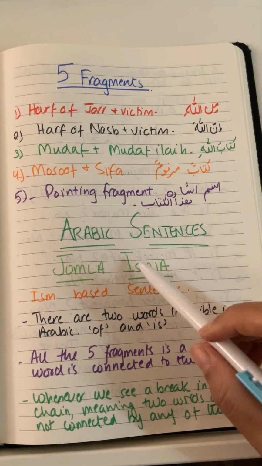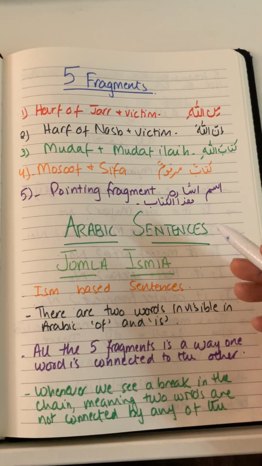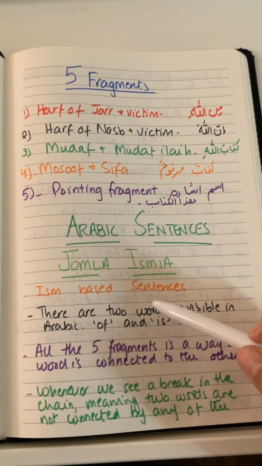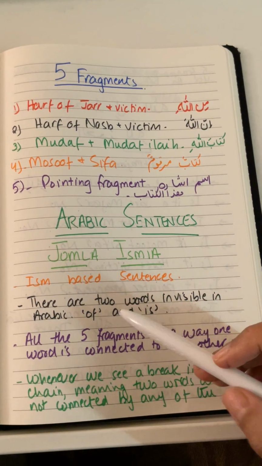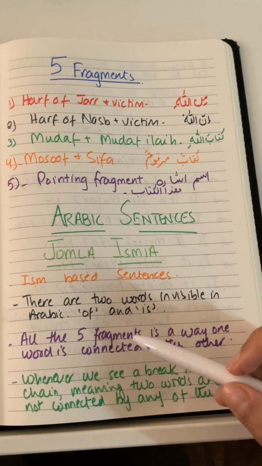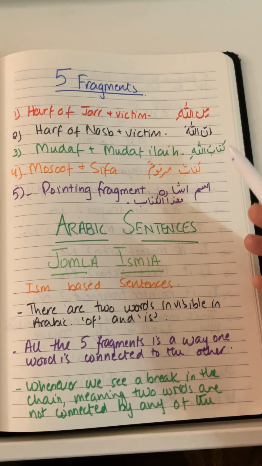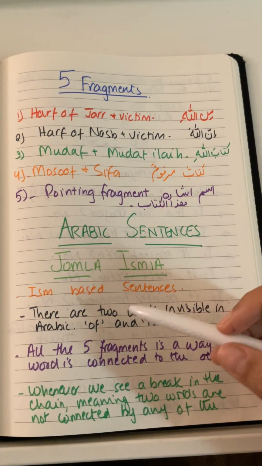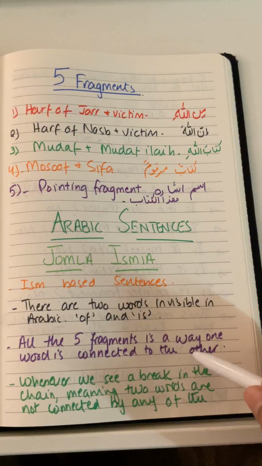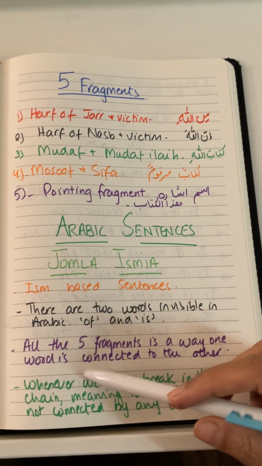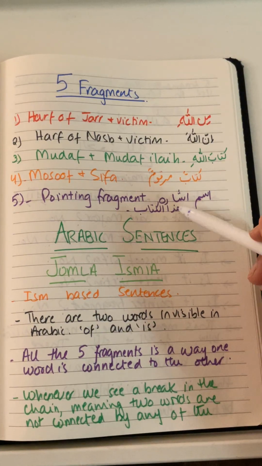So now we're going to start with the Arabic sentences, and we will start with the Jumla Ismia, because ism is the one that we have completed. From the name we can tell that these are the ism based sentences. There are two words which are invisible in Arabic. One is "of", which we know from the harf of jar and its victim, and the second invisible word is "is". In all the five fragments, one word is connected to the other word in some way.